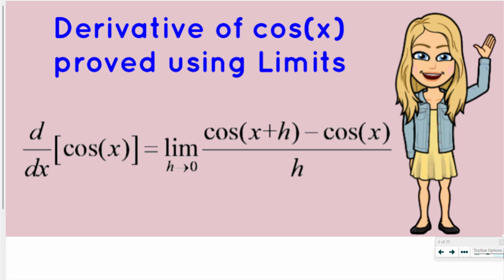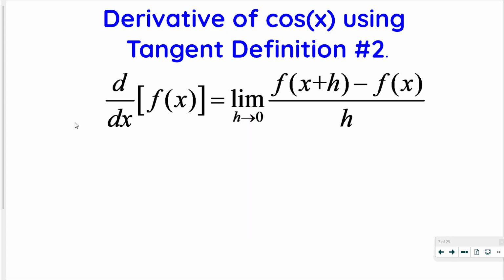Matthews Gatos here. In this video, we're going to look at the derivative of cosine x proved using limits. So let's get started. I know if I want to do the derivative of any function, f of x, I can use tangent definition number 2, which states the limit as h approaches 0, f of x plus h minus f of x all over h.